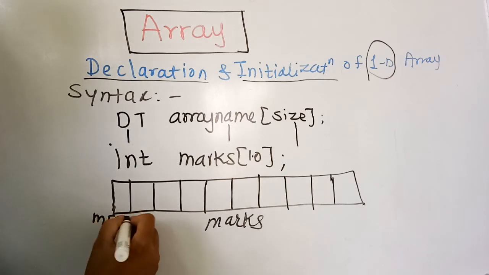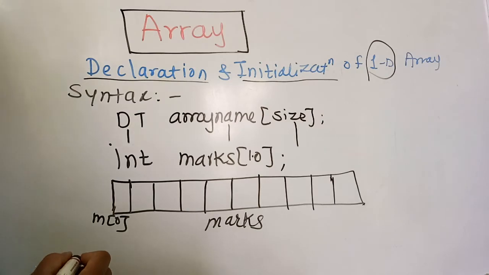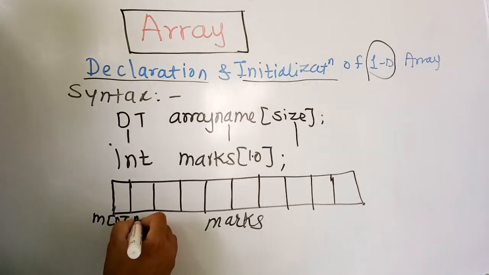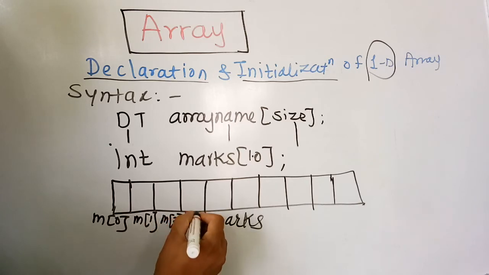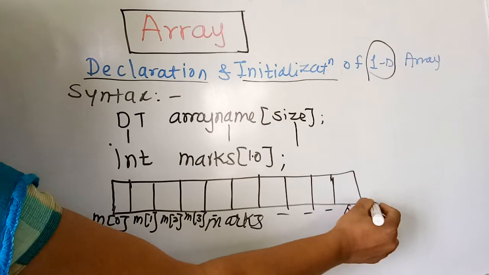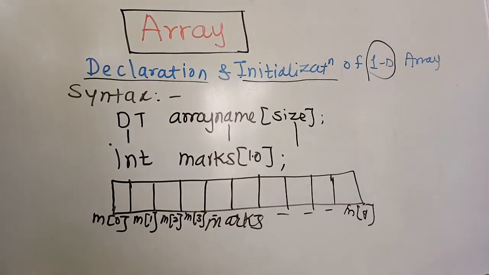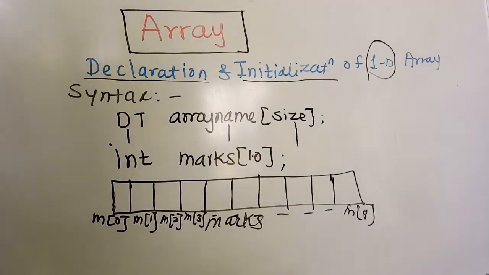Now, how will it be described? It is the marks of the first student, and you all know that the array index always starts from the 0 position. It will be the marks of the first, marks of the second, marks of the third and so on till the marks of the 9th, meaning the total 10 students' marks will be stored in a consecutive manner. So this is all about how to declare an array.